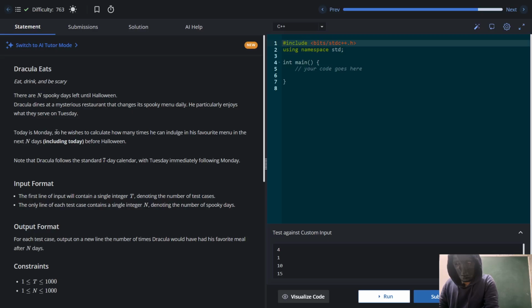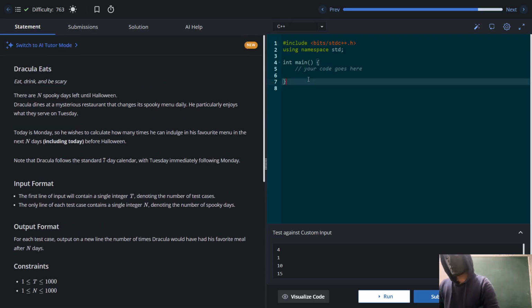So today is Monday, so he wishes to calculate how many days he can indulge in his favorite menu in the next n days, including today, before Halloween. Dracula follows the standard 7 day calendar with Tuesday immediately following Monday. So yeah, it is interesting.